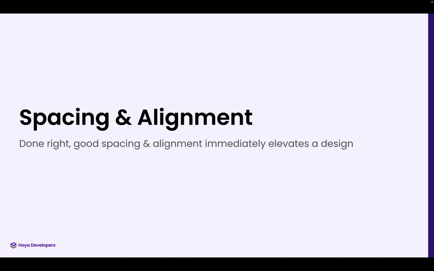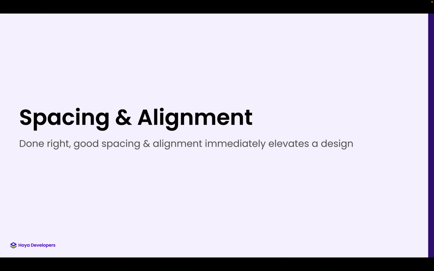Okay, let's talk about spacing and alignment. Now this is a fun one. Spacing and alignment is one of the easiest things to do right. I'll take that back. It's not one of the easiest things to do right, but it's one of the easiest ways to improve a design that's poorly done.